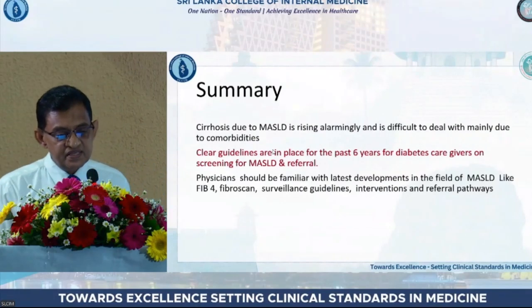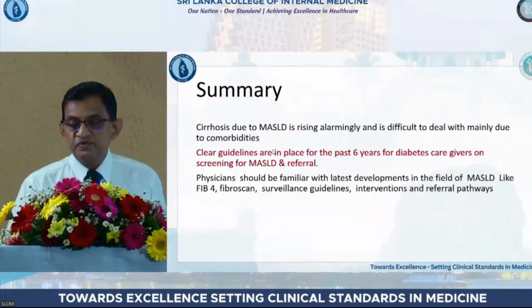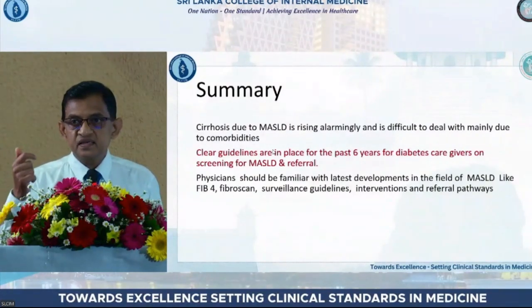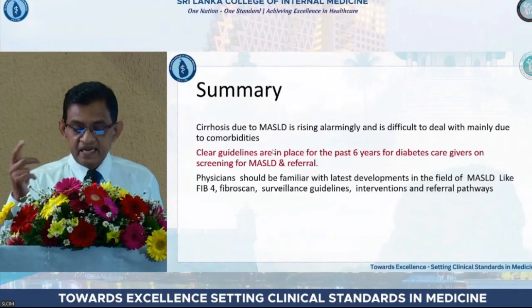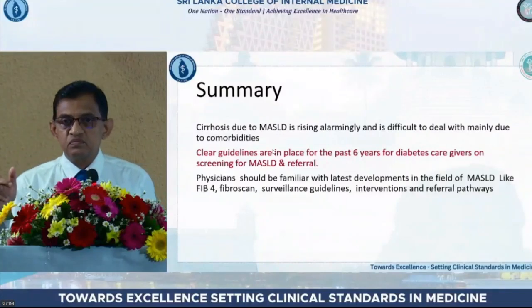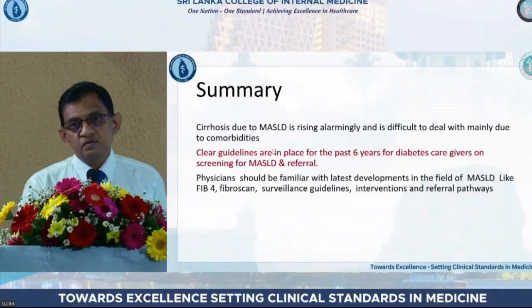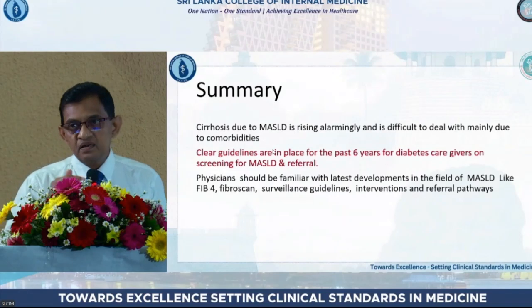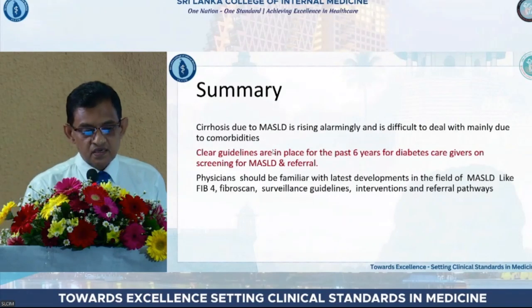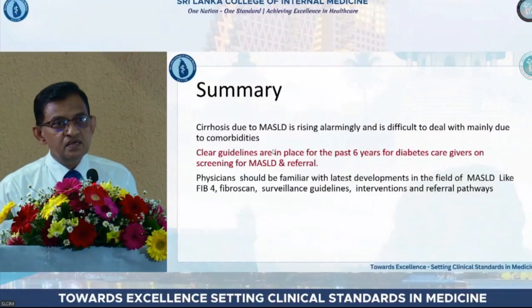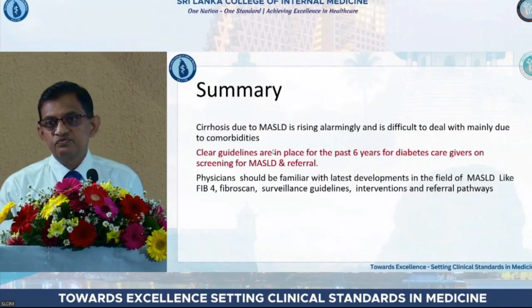Physicians should be familiar with the latest developments in the field of MASLD, like FIB4 scores, fibroscans, surveillance guidelines, interventions, and very recently the FDA approved resmetirom, a drug for patients with liver fibrosis due to fatty liver. It's available in Sri Lanka, 1,000 rupees a pill. You have to take it for 2 to 4 years. And the referral pathway, when to refer to the hepatologist, is when the patient has fibrosis.